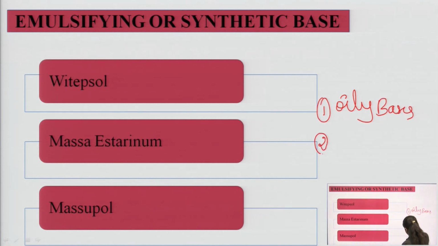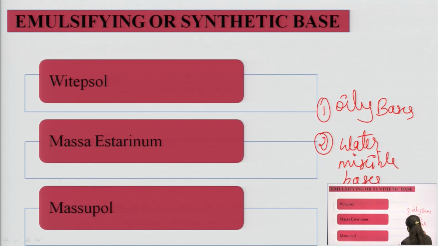and in the next lecture, another thing that we saw was water miscible bases. Each and every type of base had its advantages and disadvantages, and we went through all these things. The last type of base left for this lecture is the emulsifying or synthetic base.